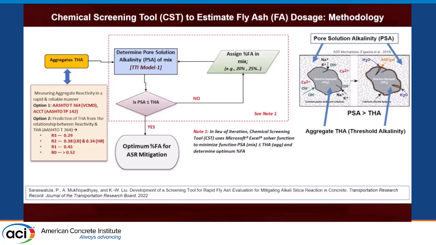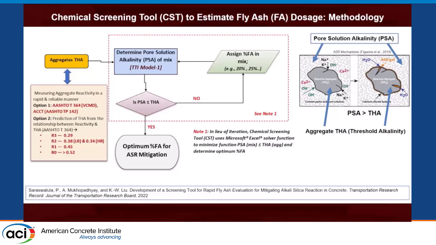So we calculate pore solution using TTI Model-1. We compare it with the aggregate threshold alkalinity. Now the question is how I am going to measure the aggregate threshold alkalinity. We developed a procedure which is an AASHTO standard, which has been used in testing several aggregates, and I have a slide for that. You see on the left side, option 1 is to actually measure it.